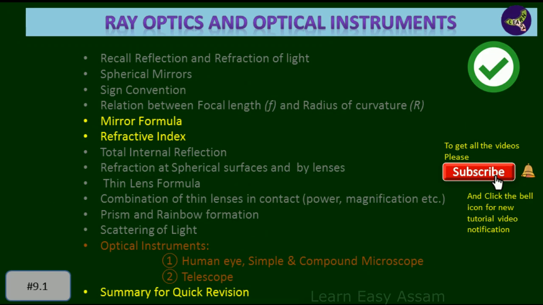In our next video we are going to discuss the mirror formula and refractive index, and in further videos we will discuss total internal reflection, then refraction at spherical surfaces and refraction by lenses, the thin lens formula, then combination of thin lenses, prism, rainbow formation, scattering of light, and optical instruments like compound microscope, simple microscope, telescope. We will cover almost all the topics which fall in the chapter Ray Optics and Optical Instruments.